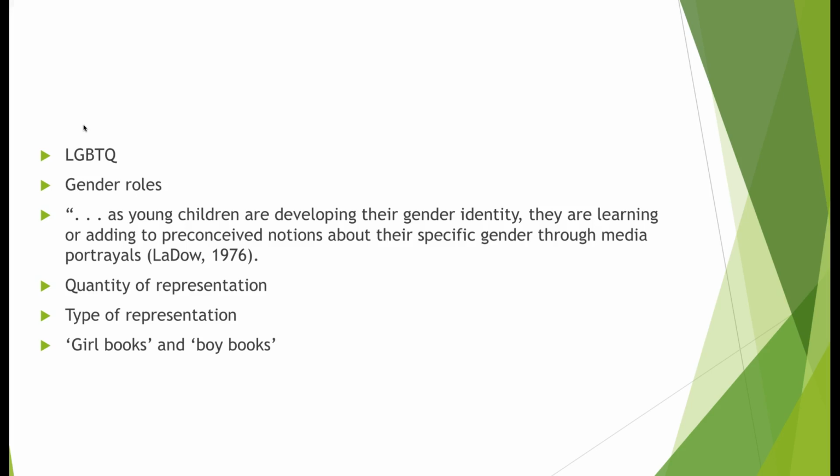And there are three kinds of issues that come into play here. The sheer quantity, or lack thereof, of representation of women and girls in books. The type of representation, what they're doing in the books. We're going to look at examples of typical female gendered roles and how that can limit readers. And also the issue of girl books versus boy books. I'm just going to touch on that one briefly.